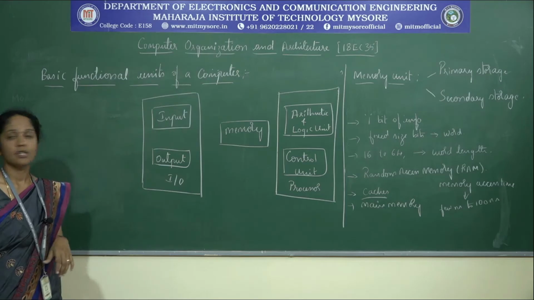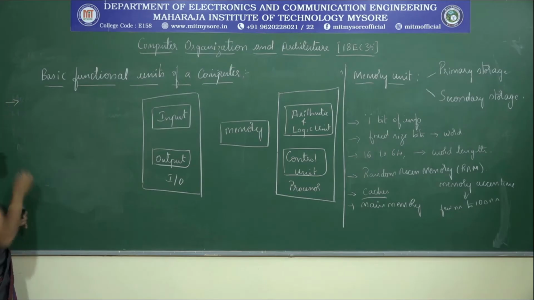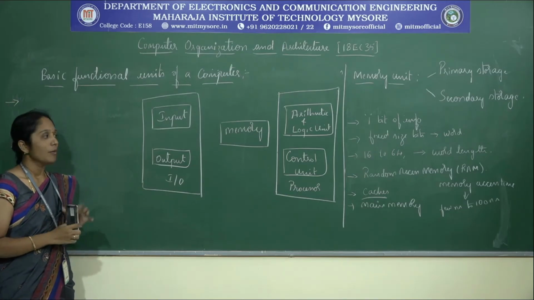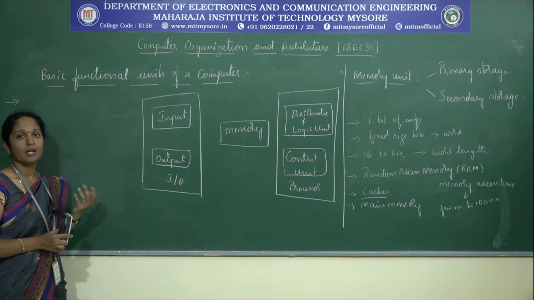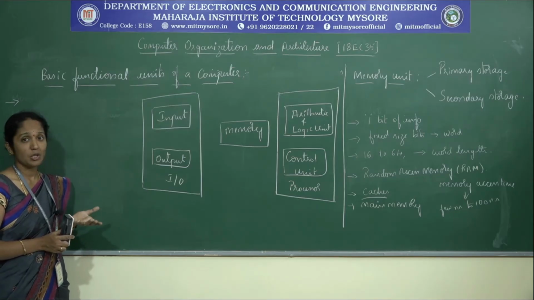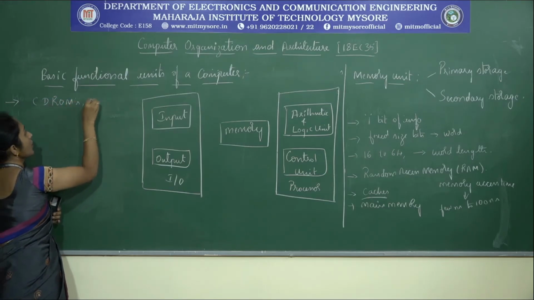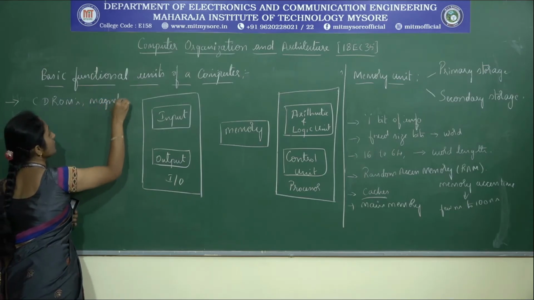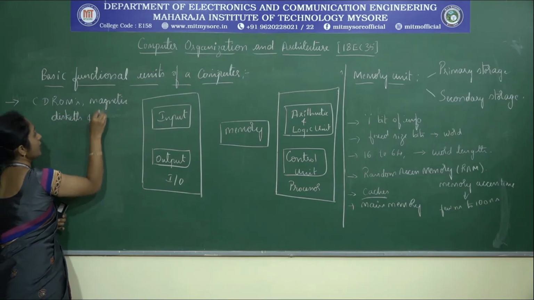Next, we have secondary storage. We discussed primary storage. Primary storage is very essential, and it is very costly compared to secondary storage. Because of that, wherever it is required to store large programs and infrequently used programs, in such applications we go for secondary storage. Examples of secondary storage are CD-ROMs, magnetic diskettes and tapes.